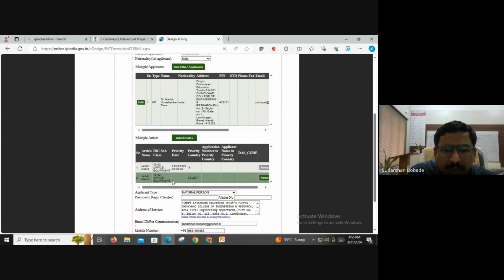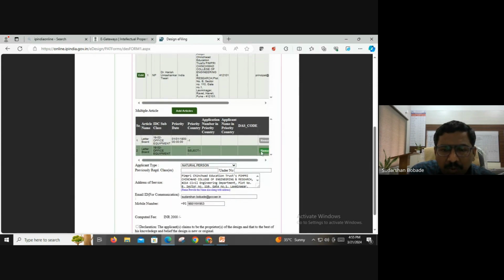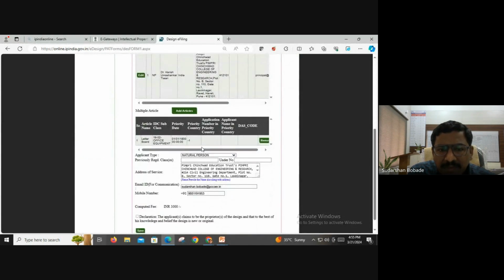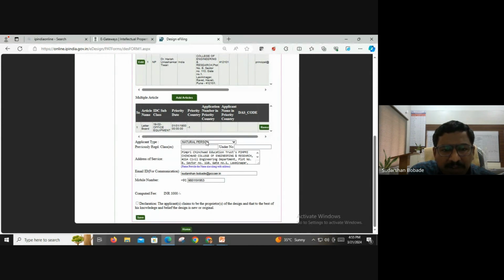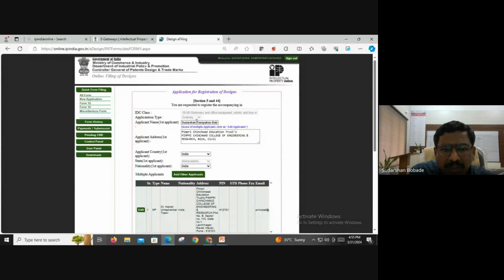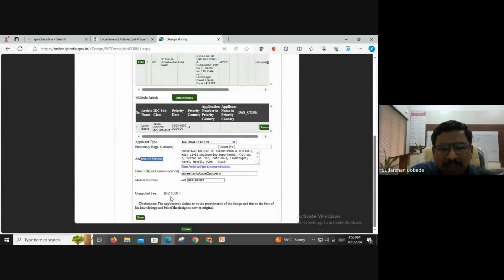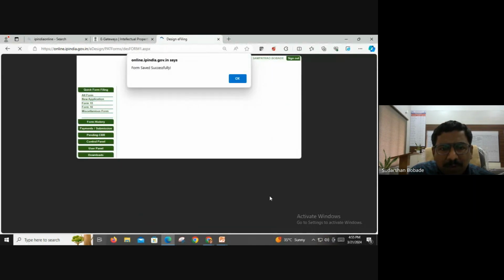Okay. This particular part is just a replica of the same, so I need to remove this. Okay, so it is over there. Now the applicant type is natural person. Then the second one: address of service, email ID, mobile number and the computed fee. If I go with another entity or an organization, then this fee will get added. Now after this I will go for saving this particular form.